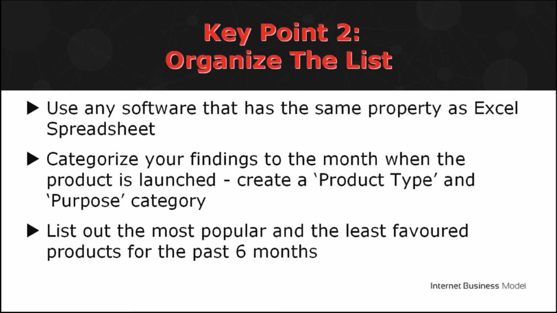When you've listed out all the featured products, you'll see a pattern. What you find is a list of the most and least popular products for the past 6 months. The reason why we're analyzing it is to know what's been selling well in the market. This indicates the needs of the market.